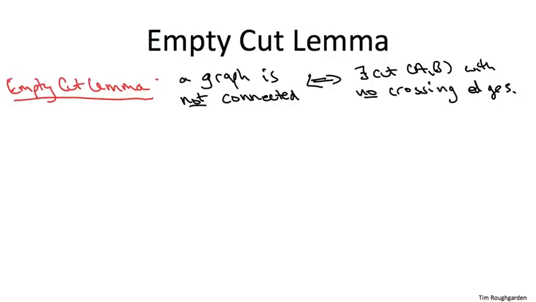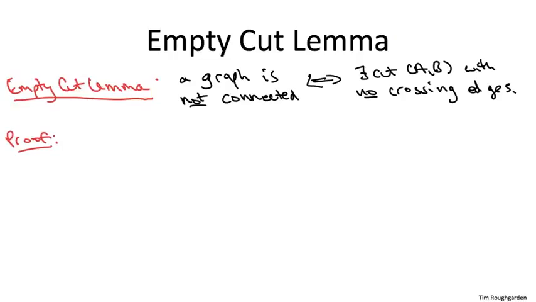So what we're saying is that being not connected, that is, there existing a pair of vertices with no path between them, is equivalent to there being a cut with no crossing edges. So let's go ahead and prove this real quick. As an if and only if statement, really this proof we have to do in 2 parts.